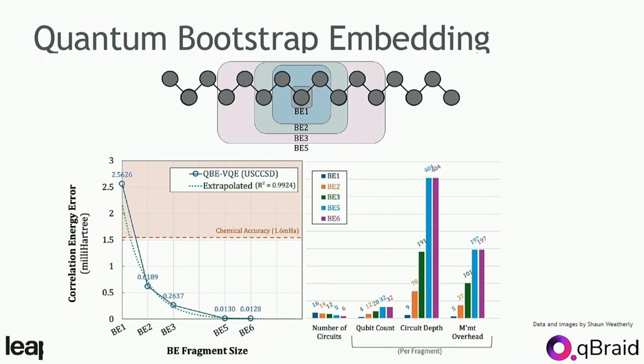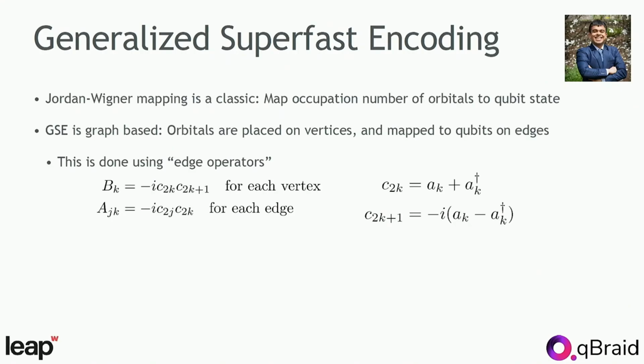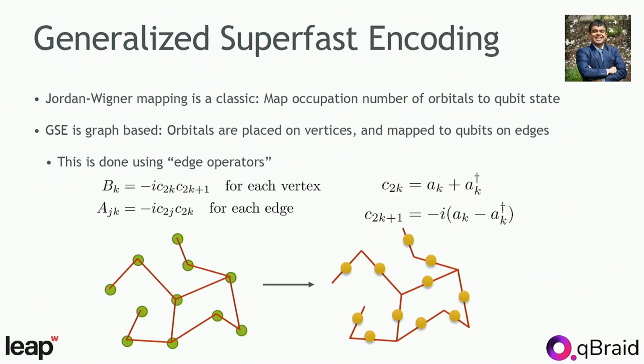The next part of the pipeline is generalized superfast encoding, which was developed by Dr. Setia. I'm sure everyone here is familiar with the Jordan-Wigner mapping. It's a classic. What you're doing there is mapping the occupation number of your orbitals to your qubit state. With GSE, this is a graph-based mapping. Orbitals are placed on vertices and then mapped to qubits on edges. So this is kind of what it looks like.